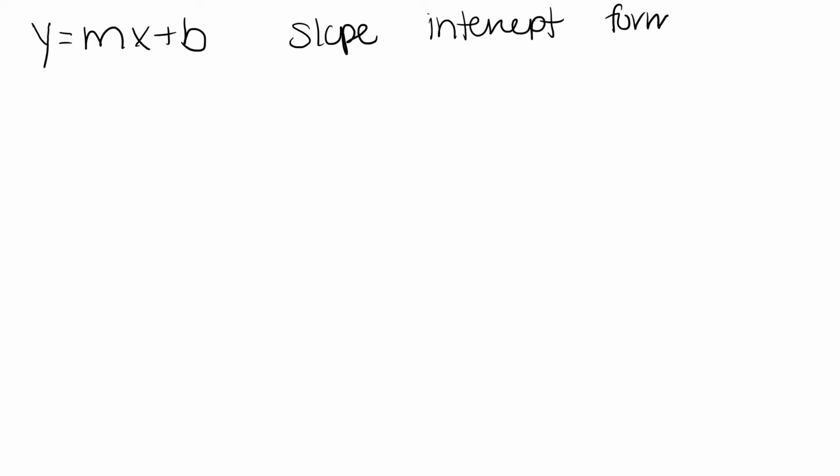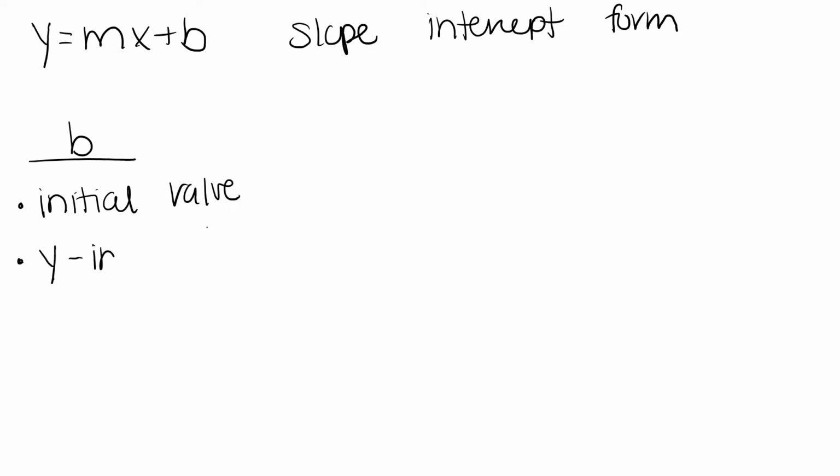The other piece of the equation, y equals mx plus b, is the b value. So in slope-intercept form, just like I mentioned before, y and x are always going to be the variables. M was what we just went over, rate of change, slope, how much the data is changing by. B also has several values. B is called the initial value. It is also called the y-intercept. It can also be called the constant.